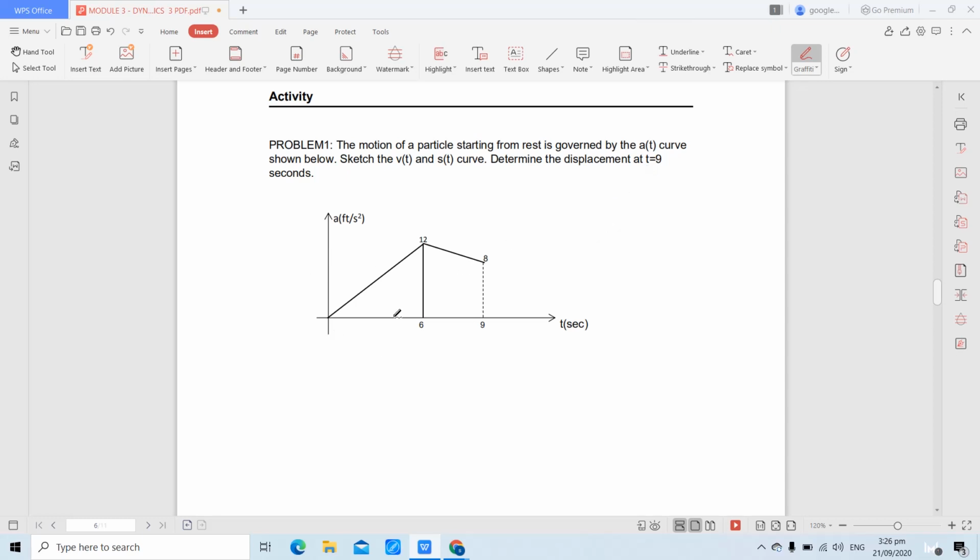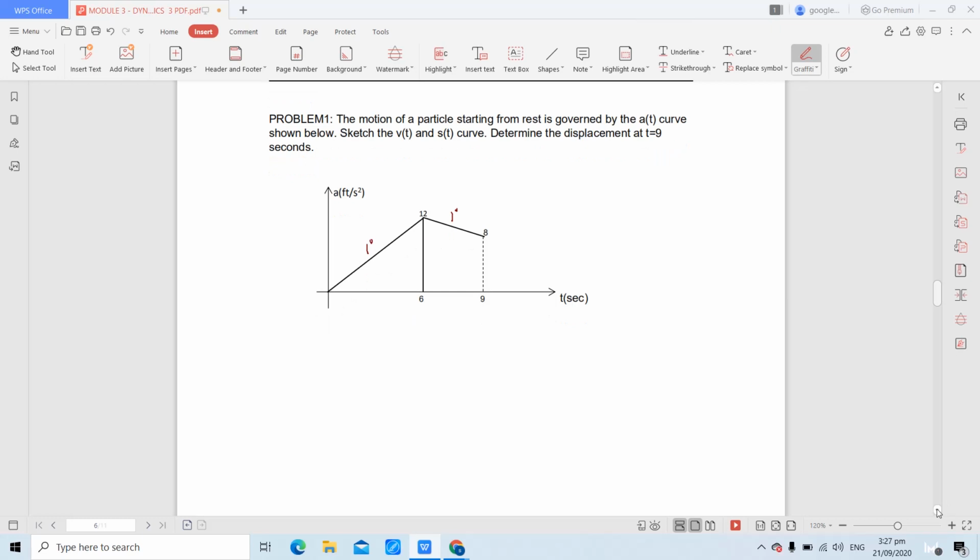So ito yung binigay. At 6 seconds, the acceleration is 12 feet per second square. And at 9 seconds, the acceleration is 8 feet per second square. We have here a first degree curve, and then also a first degree curve. No? Okay. So, ang ating kukunin is velocity versus time graph muna daw, tsaka displacement versus time graph.